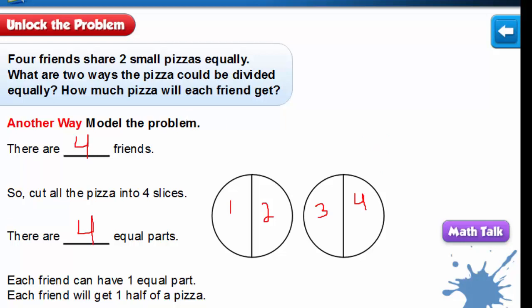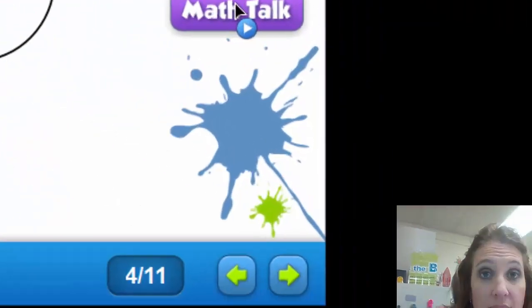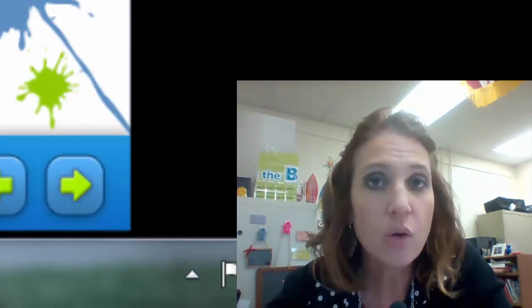Let's look at this math talk. Can you explain to me why both ways let the friends have an equal share? Go ahead and do that now. Tell me why both of these ways that we solved this problem allow each of the friends to have an equal share. Go.